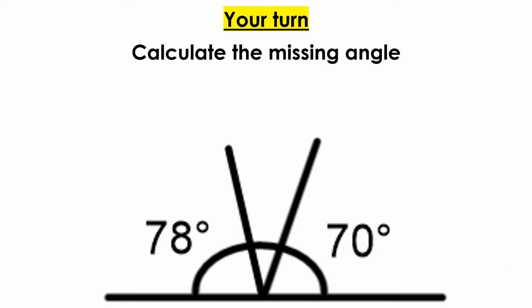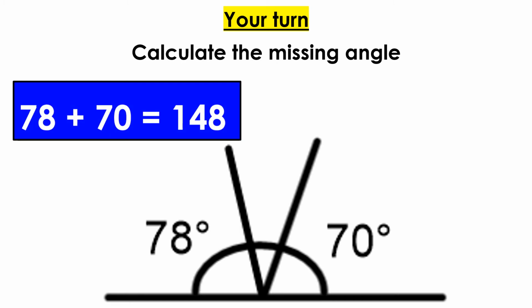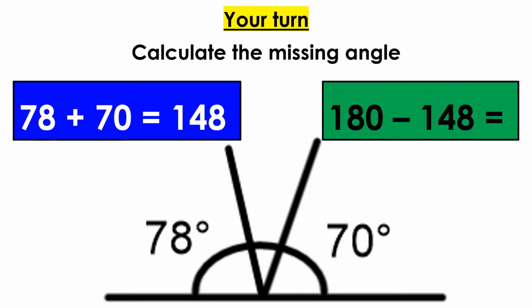Okay, so let's see how you got on with that. The first step should have been to add the two angles that you've been given. So if you add them two up, you would have got 148. Again, straight line, so we know there's 180 degrees. Subtract the two numbers and it will help you find your missing angle.